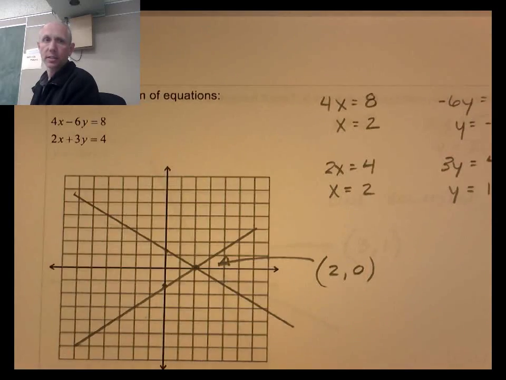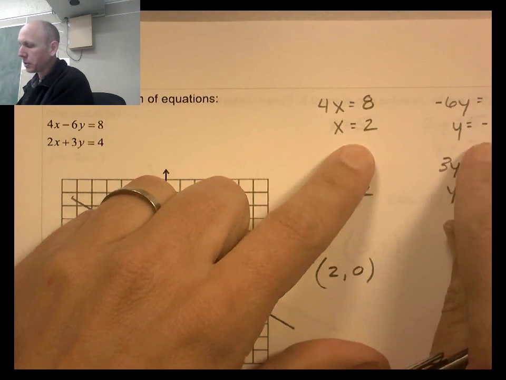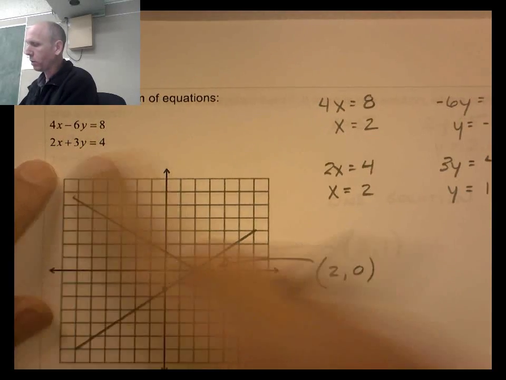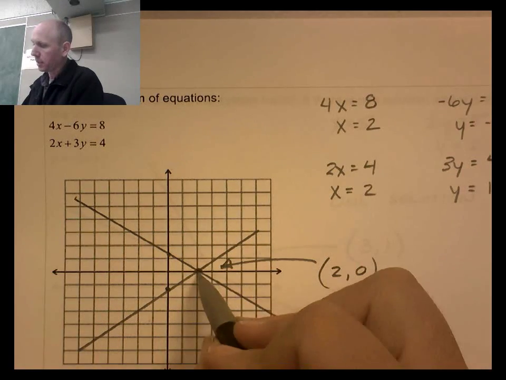System of equations, let's solve it. This one's in standard form. Split it into 2 mini equations, get the intercepts, plot the intercepts. Draw the lines. Looks like it comes together at 2, 0.